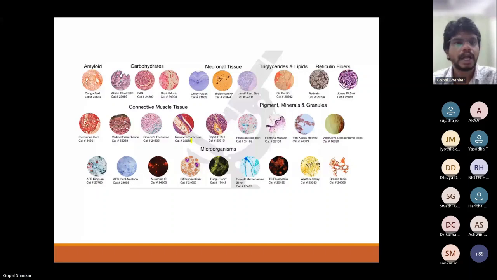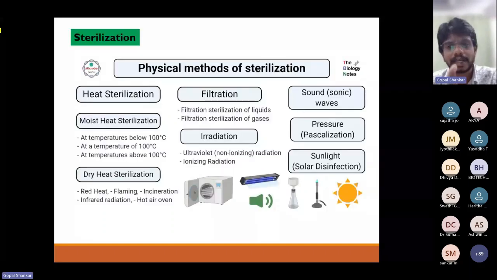Okay. So sterilization is basically how do you sterilize your materials before going for in vitro studies. So there is something called heat sterilization. There is filtration. So media, you can do filtration. The sound waves or ultrasounds are there. Moist heat sterilization, most of them autoclave. And also you can go for dry heat sterilization.